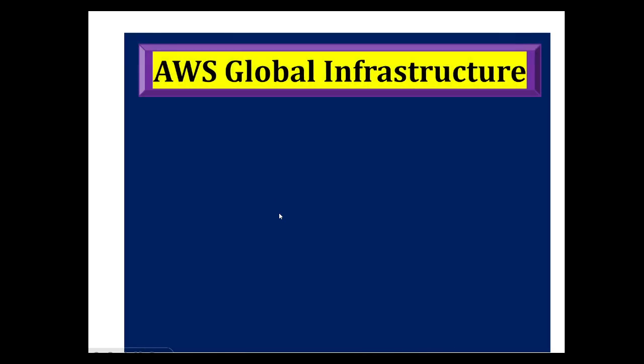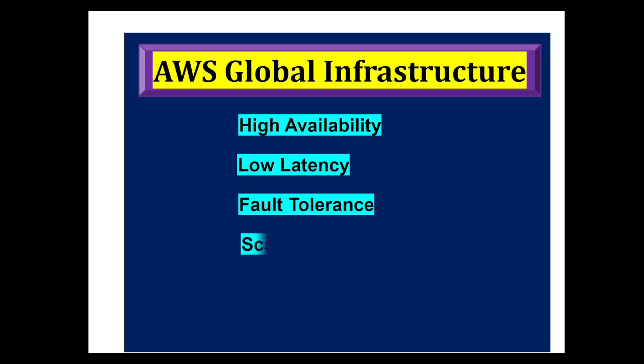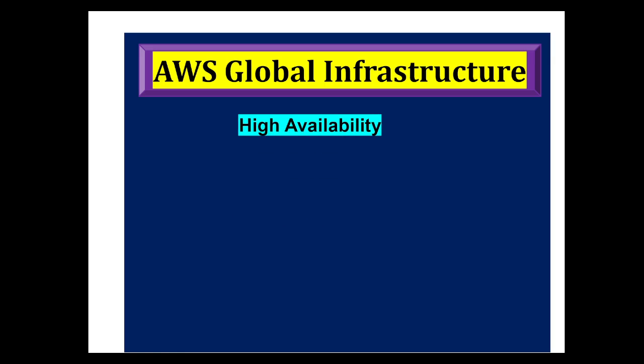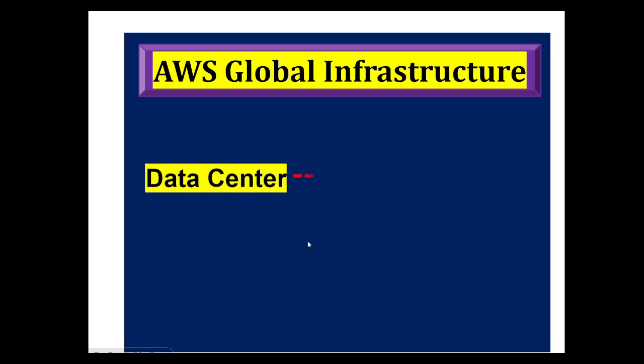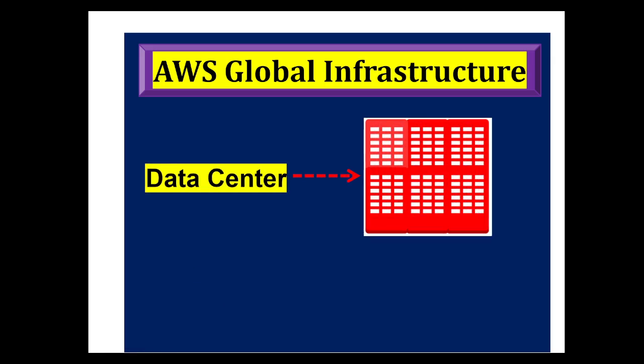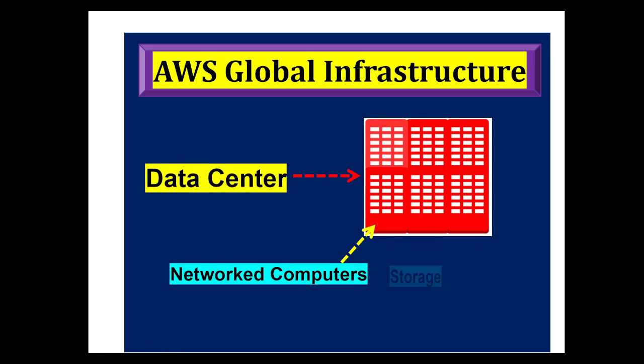So let us understand what is AWS global infrastructure. It is basically the foundation that powers all our AWS services worldwide. It is designed to deliver high availability, low latency, fault tolerance and scalability. To better understand it, we need to understand what is a data center. A data center is a physical facility that houses networked computers, storage systems and infrastructure to securely store, process and manage large volumes of data for organizations.